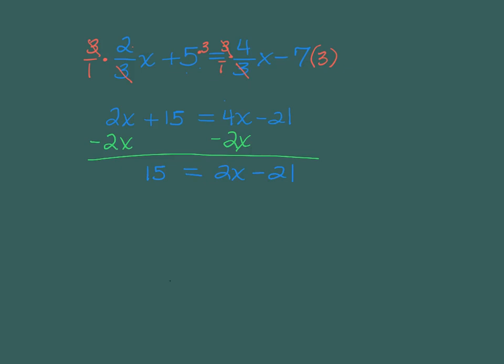You now want to make that variable term by itself, so we've got to eliminate that -21 by adding 21 to both sides. Now you're left with 36, because 15 plus 21 is 36, equals 2x. And now what you're going to do is divide both sides by 2. And that's going to leave you with x equals 18. No fractions, and life is now good.